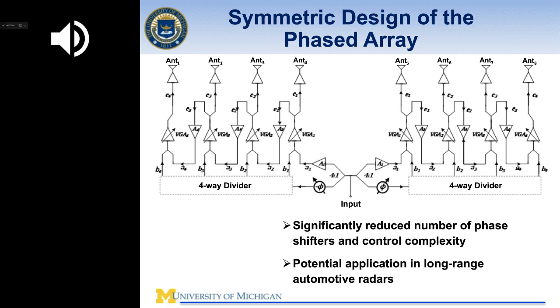To cope again with beam squint, one can make a symmetric array. In this case, we show an 8-element array, so on the right side and left side we have 2 4-element arrays, and the entire array phase shift is controlled using 2 phase shifters. And there are, of course, a number of VGAs involved, but designing a VGA is much simpler than designing a phase shifter. And also VGAs occupy much less space as compared to a phase shifter.